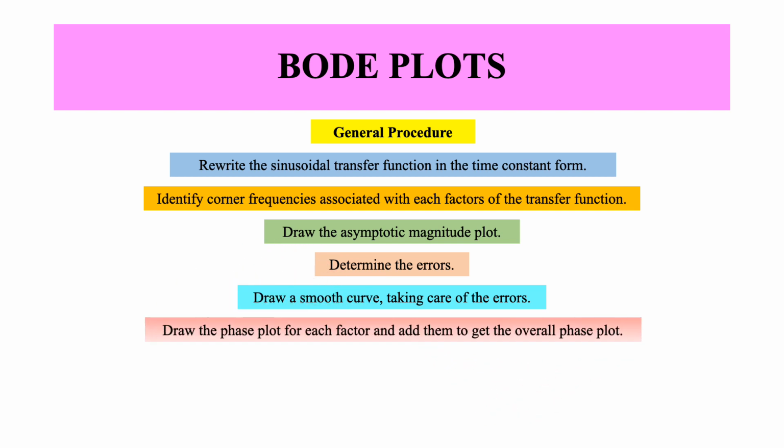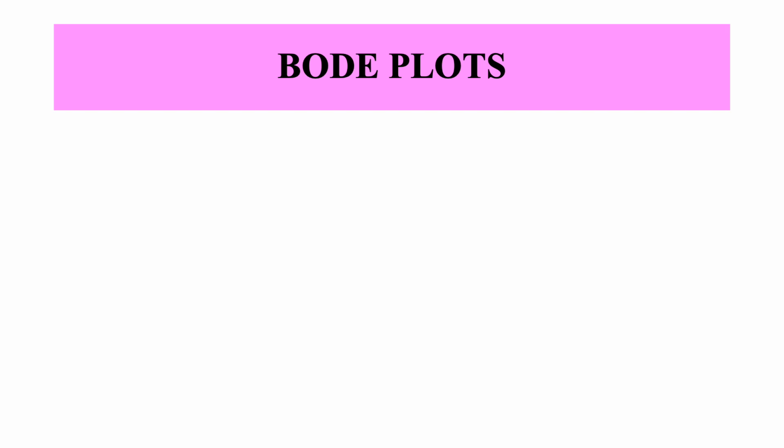And then we draw a phase plot. Well, this is kind of straightforward. You just look at the formula of the phi and then you add all these phases to get the overall phase plot. Okay, let's just try to do a few examples on how to plot the Bode diagram.